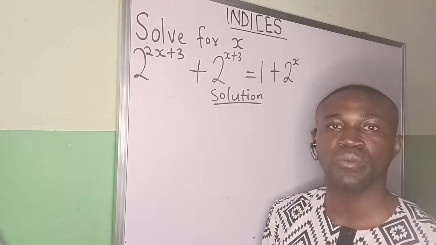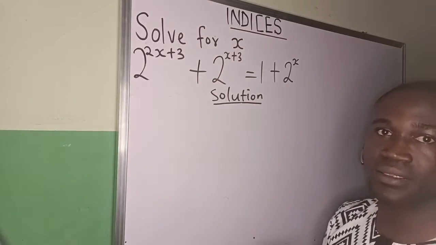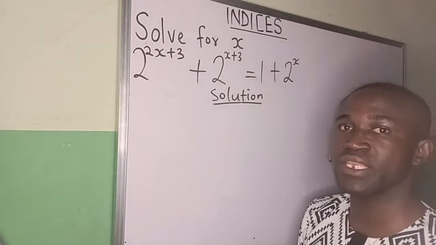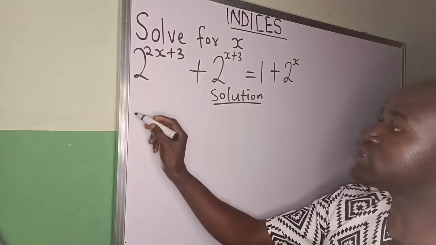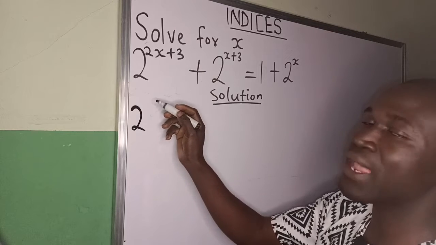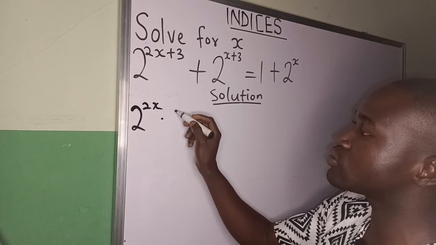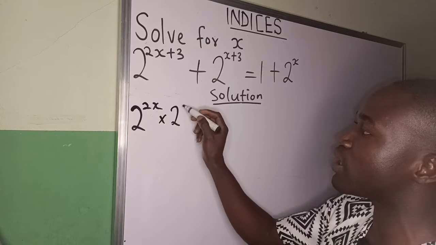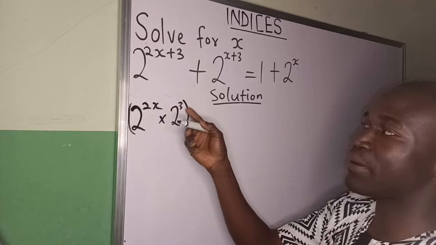See how to solve this problem we have on the board. These numbers have powers, so we apply laws of indices, since indices means power. Now this first number, 2^(x+3), we apply the multiplication law here, and it will be 2^x times 2 raised to the power of 3. That means take their common base and add their powers.